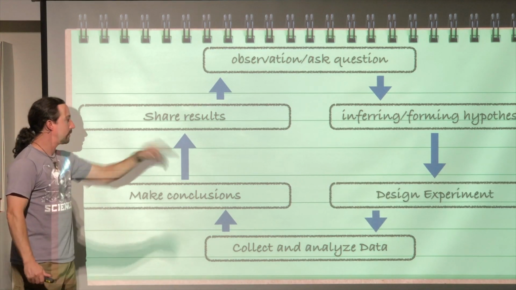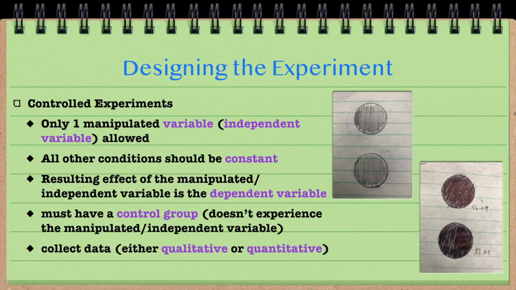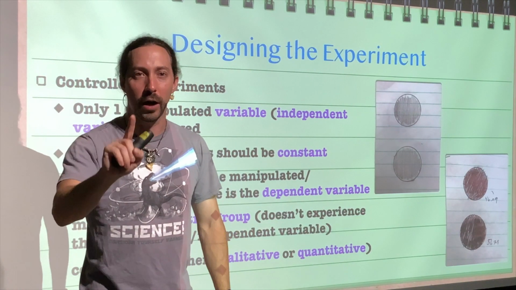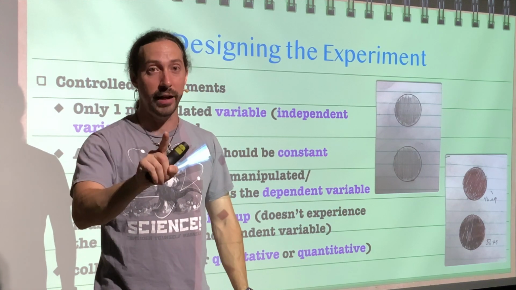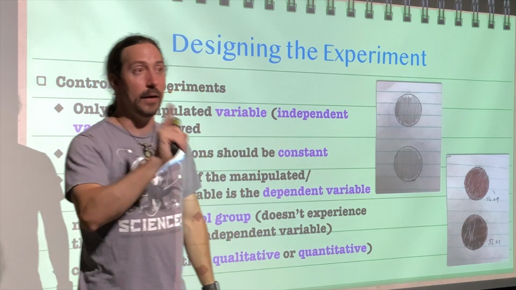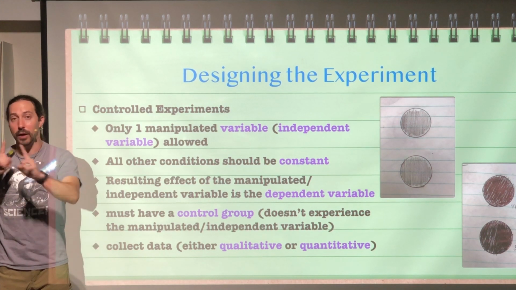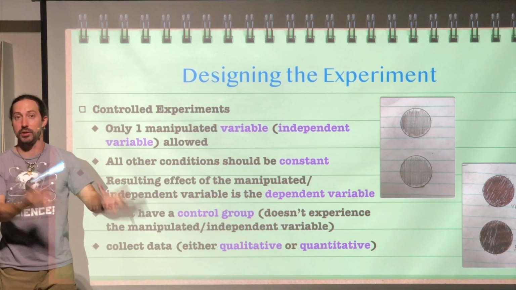That's where we're going, designing our experiment. Here's how it works out. Controlled experiments are the main tool that any scientist uses. In a controlled experiment, the first thing is you're only allowed one manipulated variable. That means you are only going to have one variable that you control and you change. That's it. If you control more than one variable, you don't know which variable you changed impacted the results.